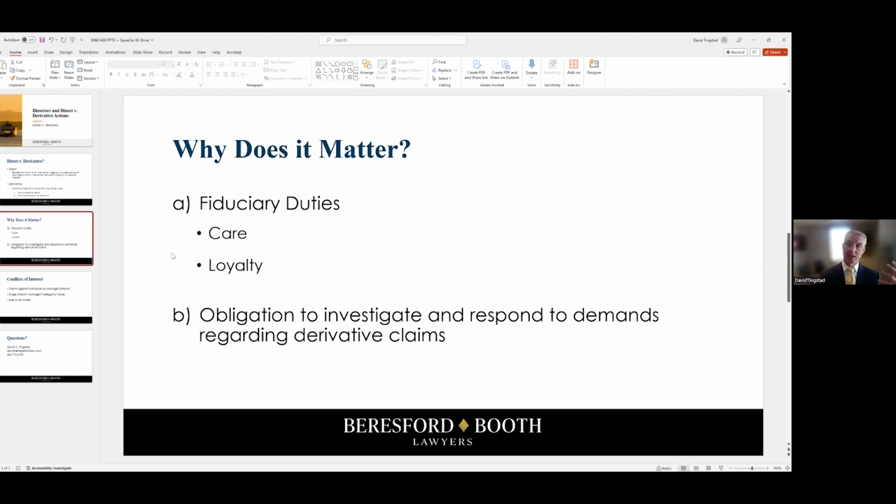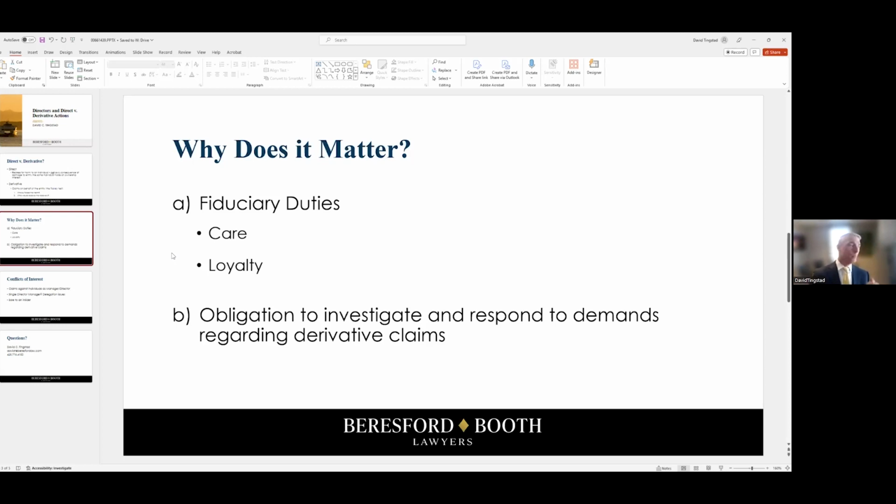Namely, you need to act in the best interest of the company. You can't take the opportunities that the company has for your own purpose. You can't take the assets of the company for your own purpose. And so there's all kinds, again, of nuance that goes along with that. But broadly, those are the two main fiduciary duties that we have, the duty of care and the duty of loyalty. Well, one of the things that goes along with that is an obligation to investigate and respond to demands that relate to derivative claims.